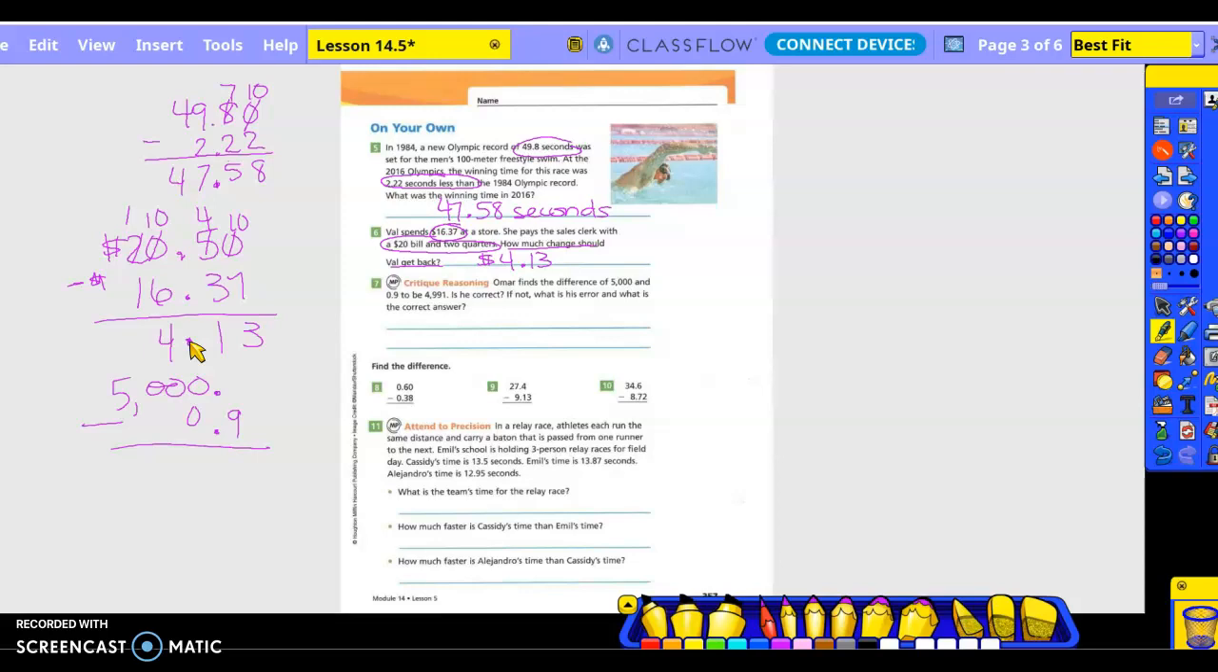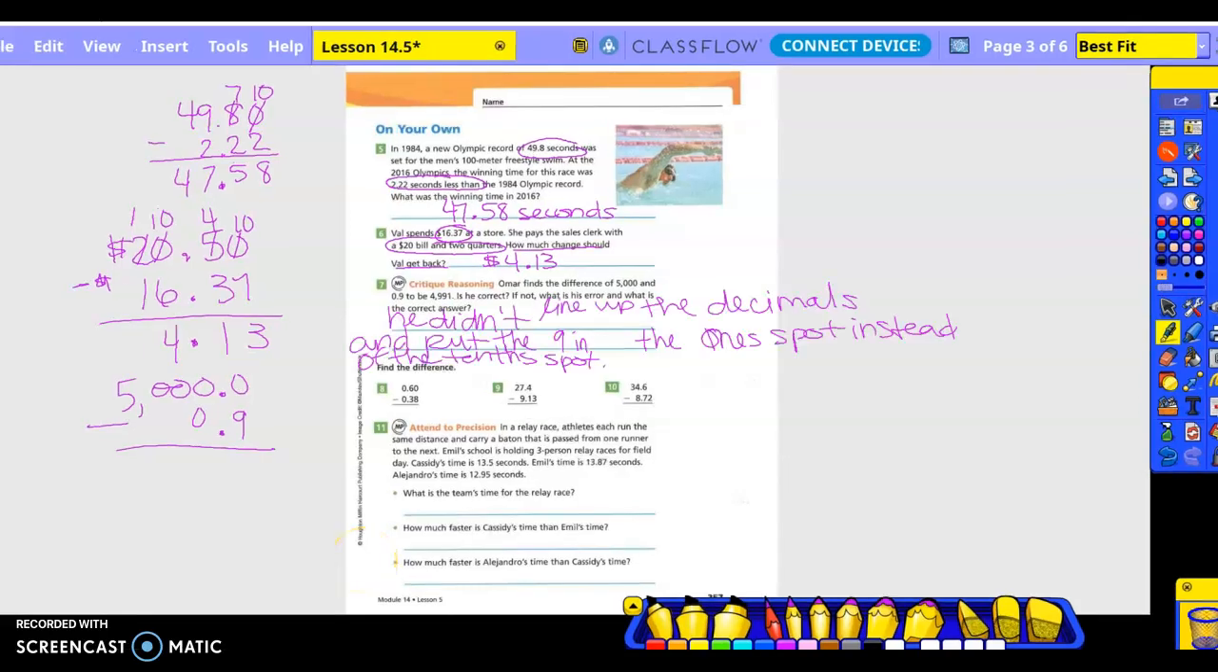Okay, so what do I need to do to hold my spot? Add a 0 there. So what did he do wrong? He didn't line up the decimal, and he accidentally put the 9 in the 1 spot and not the 10 spot. Okay, so we went ahead and wrote he didn't line up the decimals and put the 9 in the 1 spot instead of the 10 spot.